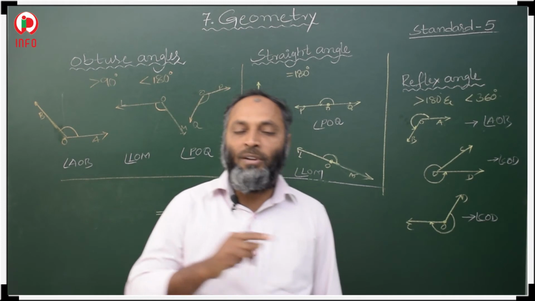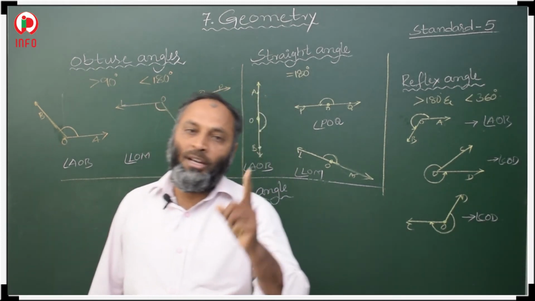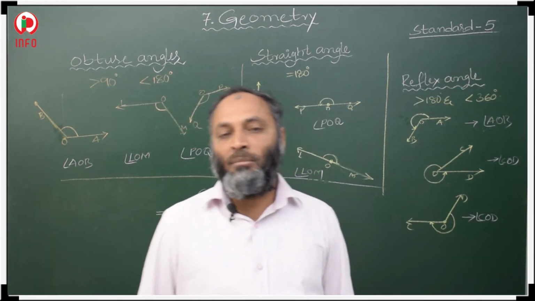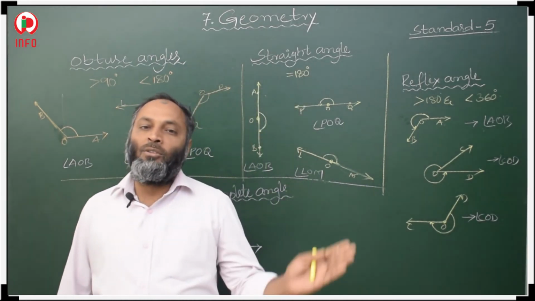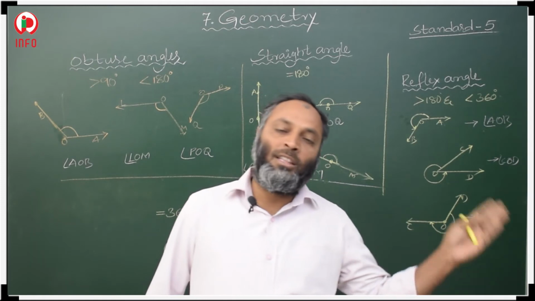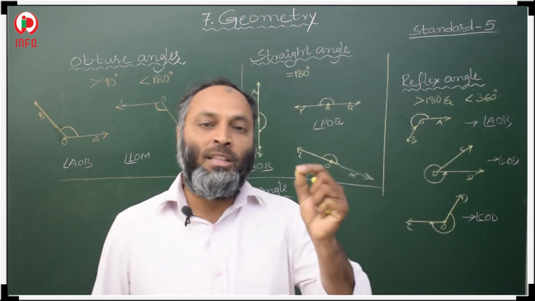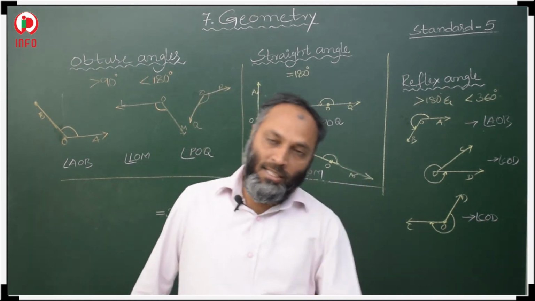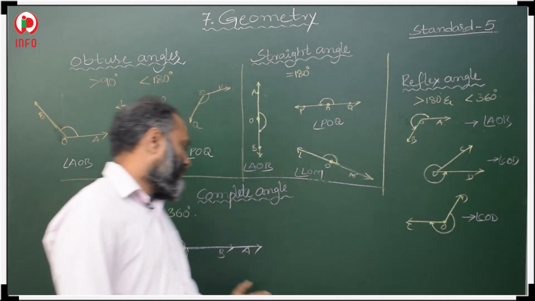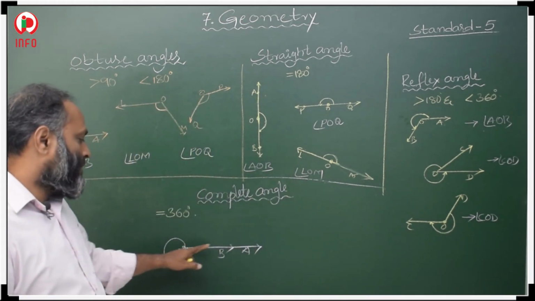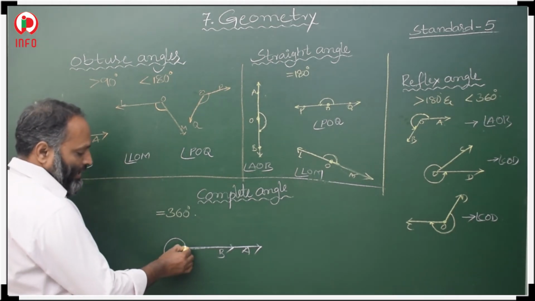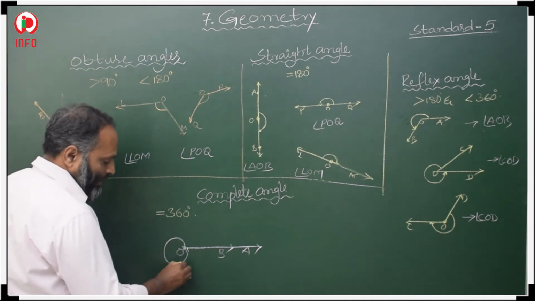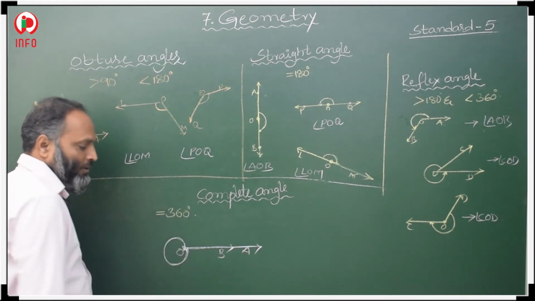If they complete one rotation, it means they completed 360 degrees. So when one hand coincides with the other hand in a clock, the angle between those two hands is 360 degrees. In this way, the angle between these two rays is 360 degrees. 360 degrees is a complete angle.